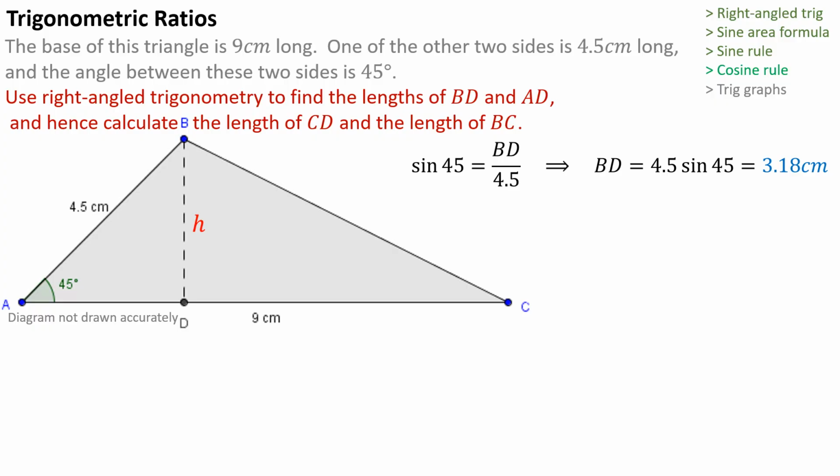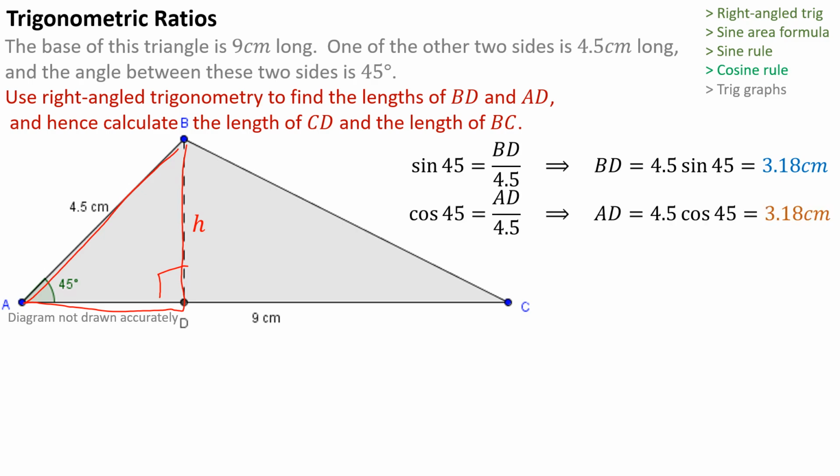Here's the first thing I did. I've got a right-angled triangle over there on the left. That's this one here. We can use the fact that the opposite side is h and the hypotenuse is 4.5, so we can calculate the size of h, which I get to be 3.18 centimeters. The next thing I can look at is cos of 45, which will allow me to work out the length of AD. This one, incidentally, is also 3.18 centimeters.